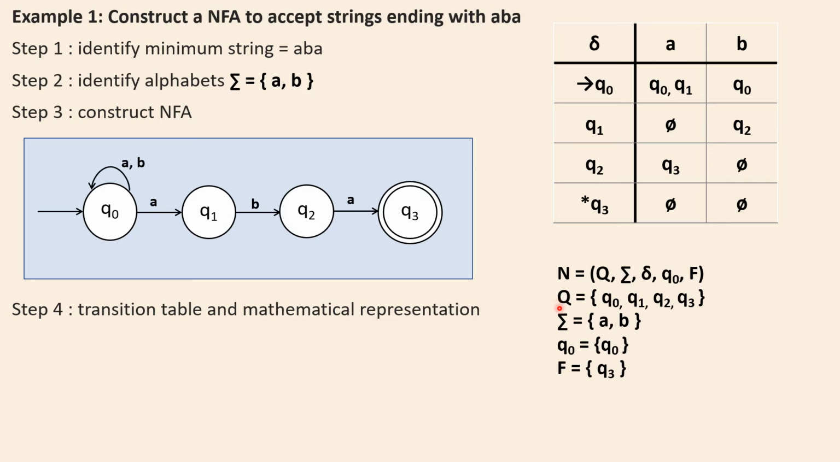In the mathematical representation, we have Q for all the states, that is Q0, Q1, Q2 and Q3. The alphabets are A and B. The start state is Q0 and the final state is Q3.